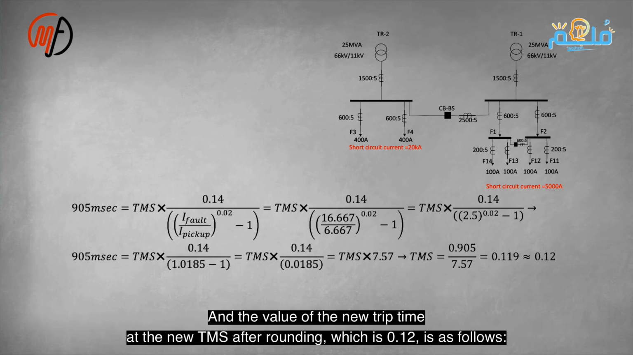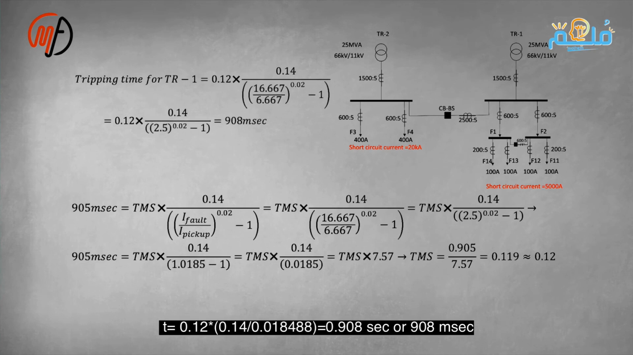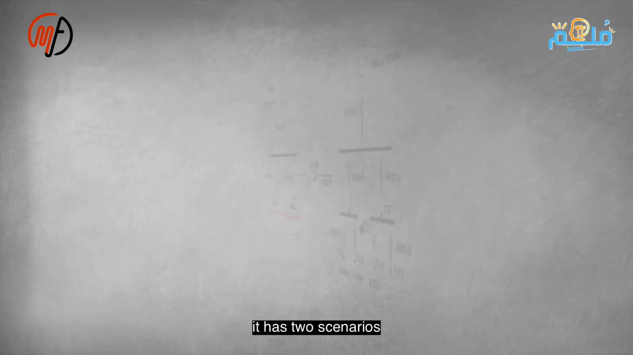For feeders 3 and 4, when the bus section circuit breaker is open, these feeders are supplied from transformer 2. When the bus section circuit breaker is closed, these feeders are supplied from transformer 1. 0.12 times 0.14 divided by 0.018488 equals approximately 0.908 seconds or 908 milliseconds. As for feeders 3 and 4, there is an important scenario.